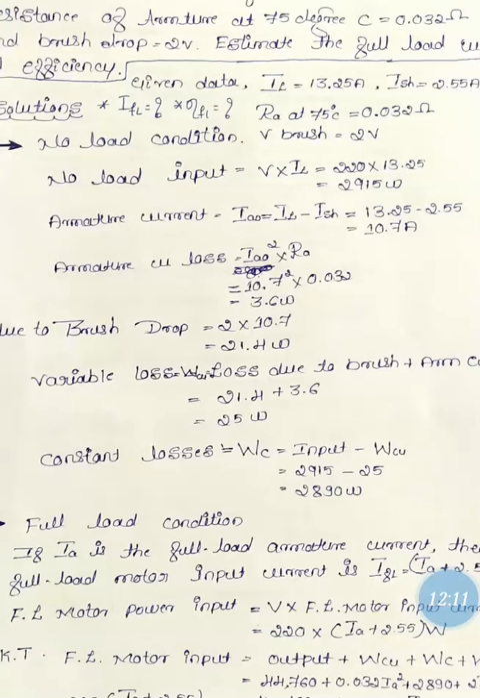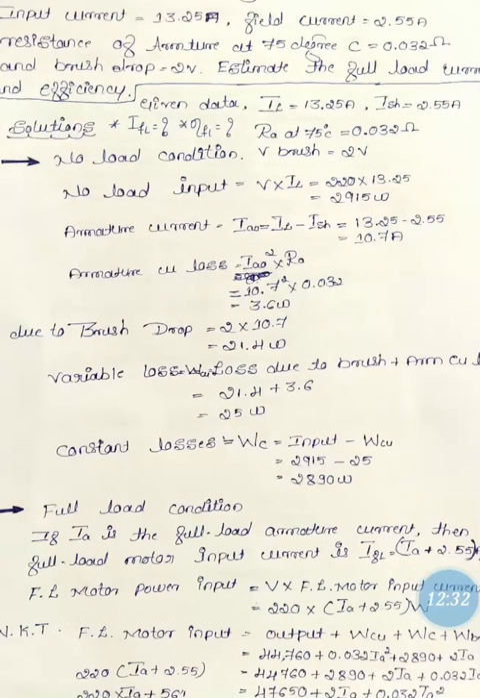Then armature copper loss can be calculated by using the formula Ia naught square into Ra. So Ia naught is calculated above, you take that square into armature resistance, which is given as 0.032. Take this product, we will get the armature copper loss as 3.6 watt.